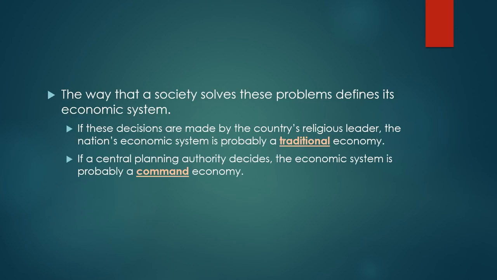If a central planning authority decides, such as a government, then the economic system is probably a command economy. So let's not get that confused by what we think of as government, because remember, government can be looked at several different ways, whether it's a monarchy, a democracy, a dictatorship. But whoever those people are in leadership, they are the ones to make decisions, not influenced by other things, such as voters and all that. It is completely up to them, and they're the ones making that decision.